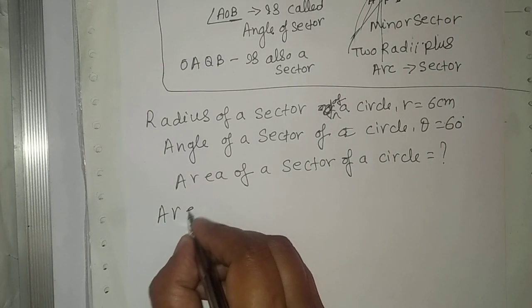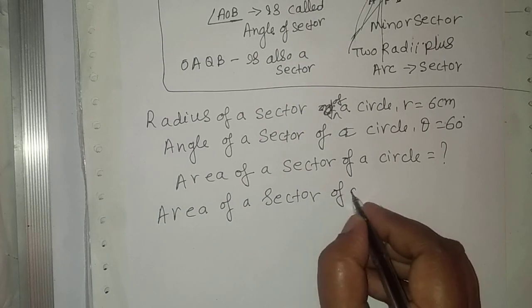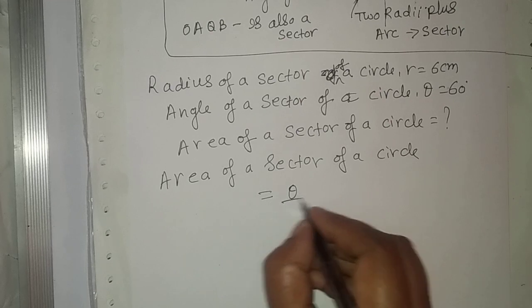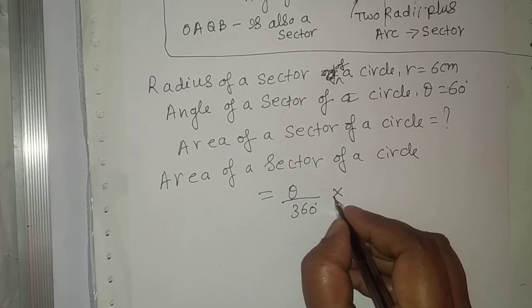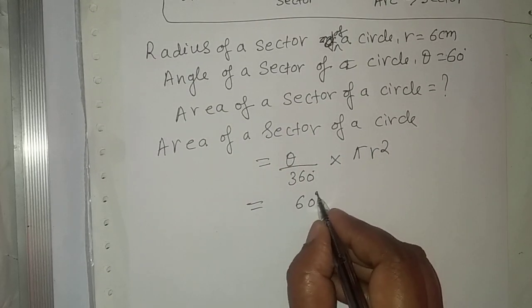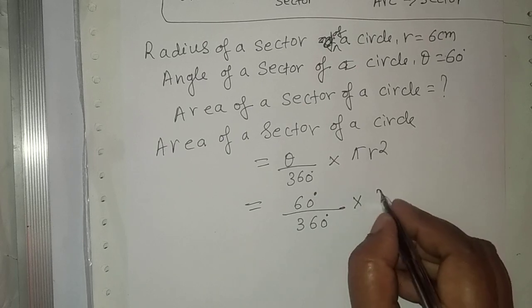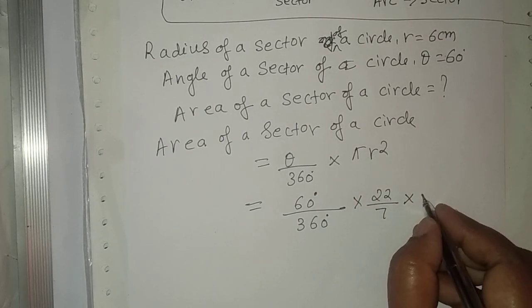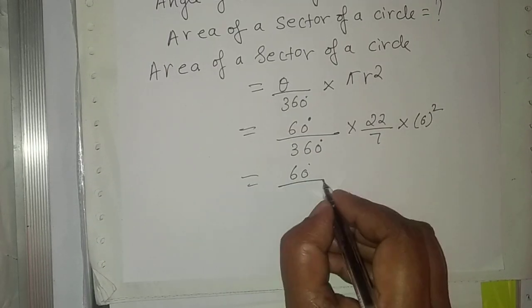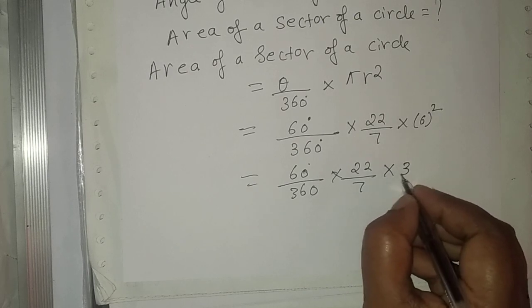Now we have the formula, the area of a sector of a circle is equal to theta by 360 degrees into pi r square. Substitute the values. Theta is given as 60 degrees, over 360, into pi is 22 by 7, into radius 6 square, that is 36. So now we have 60 by 360 into 22 by 7 into 36.